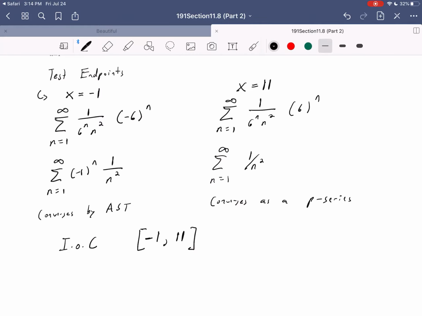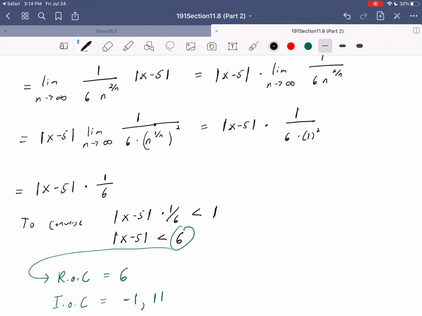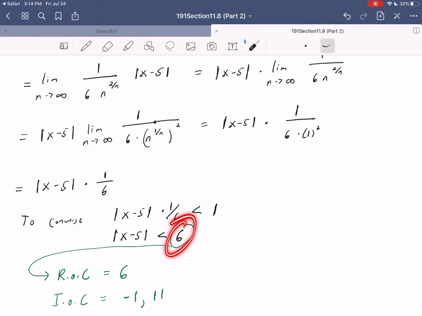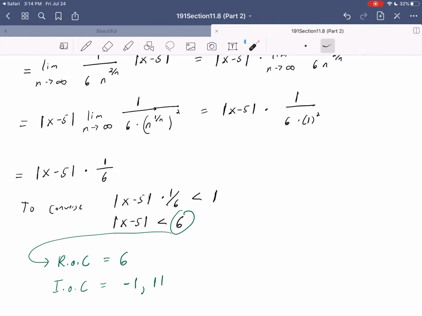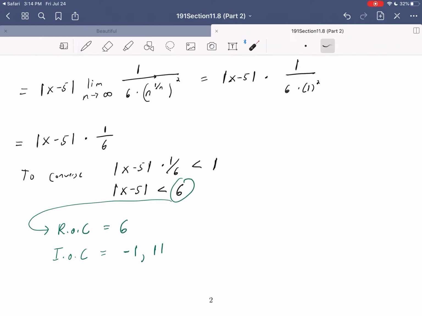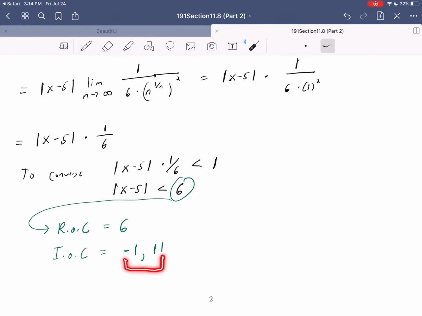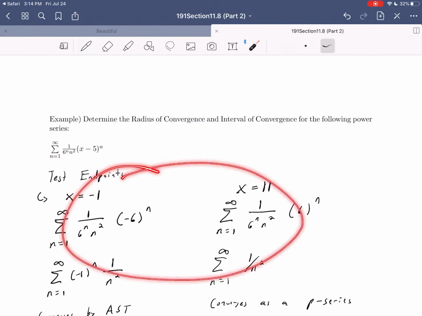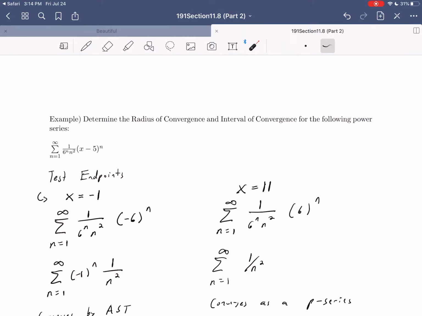There's another example of going through, determining the radius of convergence, which we found along the way to be 6, right, which is the distance from the center to the endpoints. And then we also determined the actual interval of convergence by figuring out what the endpoints should be and then testing those endpoints individually. Okay, let's go ahead and take a look at another one.